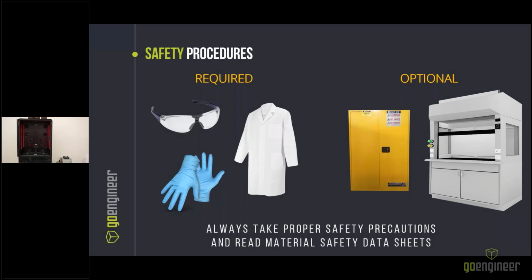When working with the Origin One, it's not as straightforward as an FDM. It requires a little bit more. As you can see, I have my safety glasses on, a lab coat, and some gloves. This is all required when working with hazardous liquids or materials. Some optional equipment would be a fireproof or an explosion-proof cabinet to store any of your solvents or resins, and a lab fume hood for post-processing.